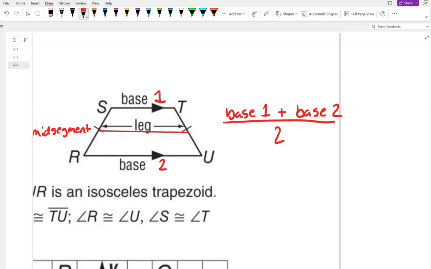So if base 1 is 20 and base 2 is 30, you just do 20 plus 30 is 50, half it. Okay, so the mid-segment's 25. That's all you're doing, basically finding the average of those two, right? You're finding where's the middle between the two.